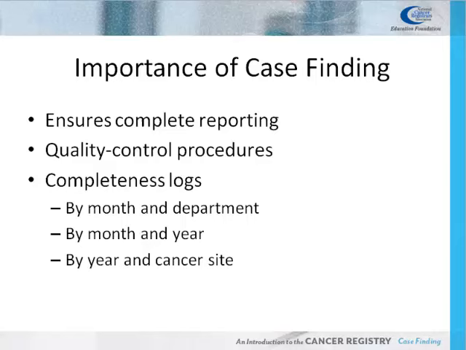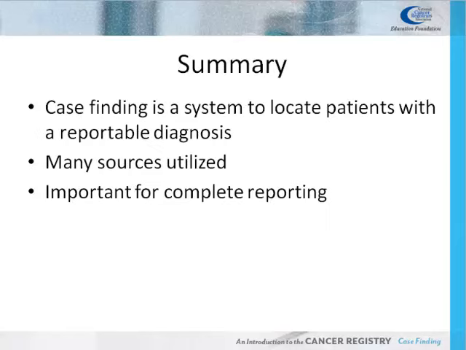Case finding is necessary to ensure complete reporting. Cancer registries use many quality control procedures to guarantee all cases are captured and reported. Completeness logs can help monitor the number of cases found. Multiple completeness logs can be used to identify, for example, the number of cases by month and department, by month and year, or by year and cancer site. Comparing different monthly or annual reports can identify unreported areas so that immediate corrections can be made.